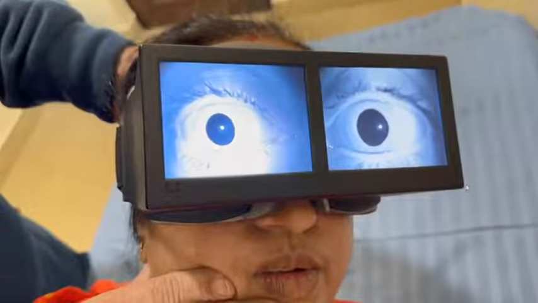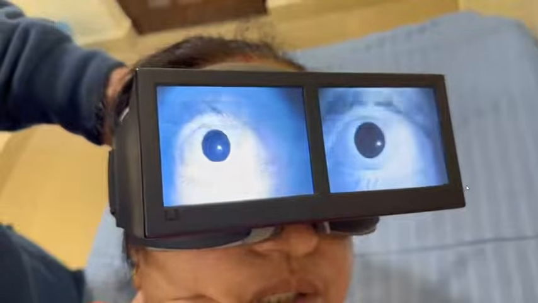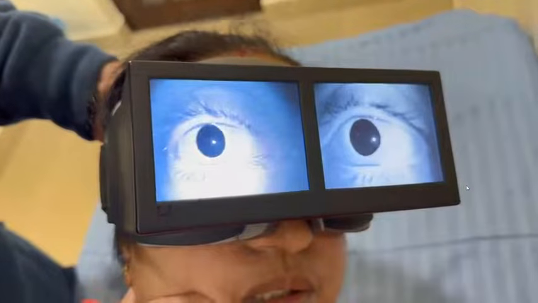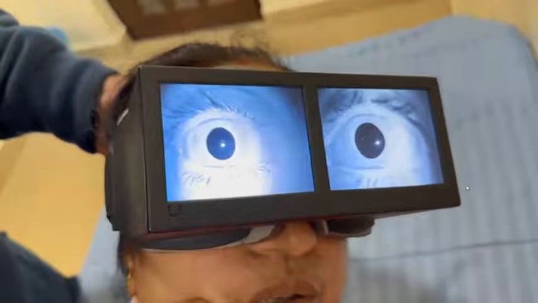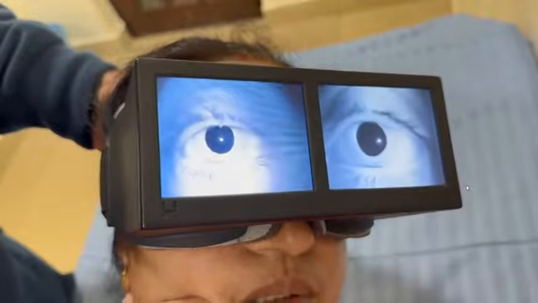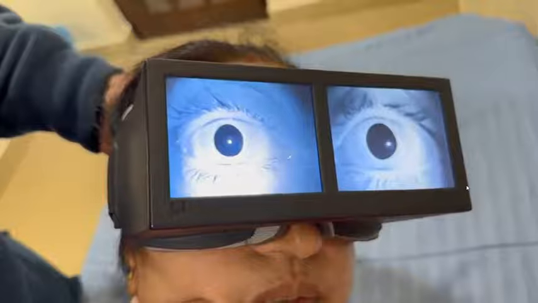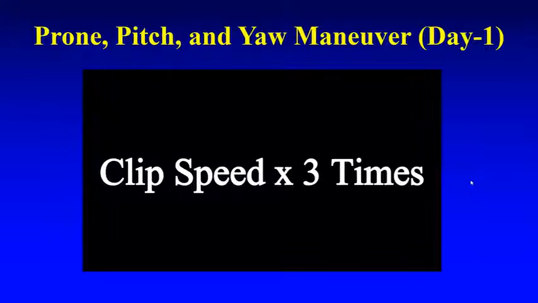If the nystagmus disappears, then it implies that the otoconial debris, which is on the utricular side of the left posterior cupula, that is the short arm side, is non-adherent and falls back into the short arm, and that is the short arm posterior semicircular canalolithiasis. So what did I do with this patient? The clip speed is increased 3 times.